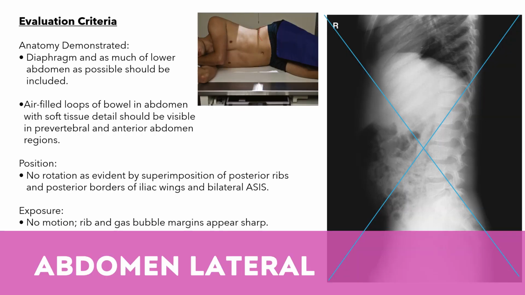Lateral abdomen. It should be centered at the level of the iliac crest and midcoronal plane. Evaluation criteria, anatomy demonstrated: the diaphragm and as much of the lower abdomen as possible should be included. Air-filled bowel loops in the abdomen with soft tissue details should be visible in prevertebral and anterior abdomen regions. Position: no rotation is evident by superimposition of the posterior ribs and the posterior borders of the iliac wings and bilateral ASIS. Exposure: no motion, rib and gas bubble margins should appear sharp.